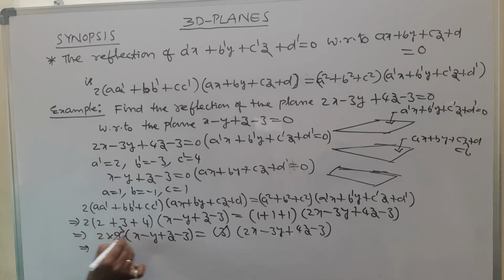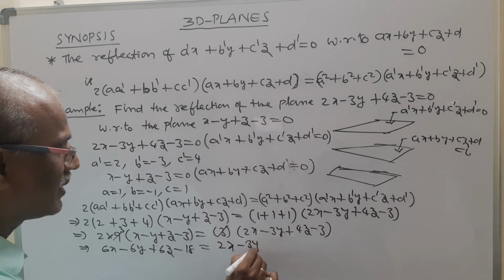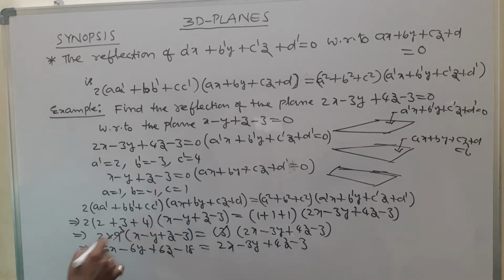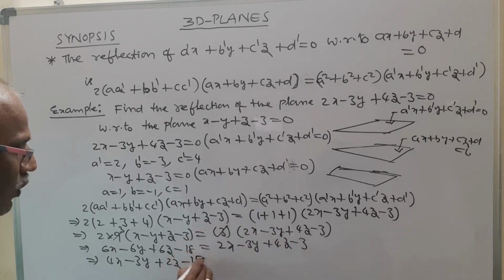3 twos are 6. Here 3 twos are 6, 6x minus 6y plus 6z minus 18, 2x minus 3y plus 4z minus 3, 6x minus 2x is 4x, minus 6y plus 3y is minus 3y, 6z minus 4z is plus 2z, minus 18 plus 3 is minus 15 equal to 0. This is the image of the plane: 4x minus 3y plus 2z minus 15 equal to 0.